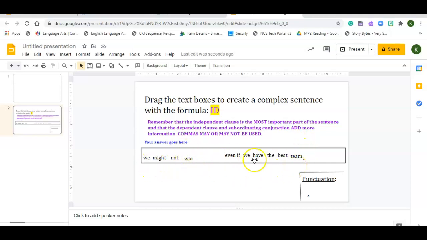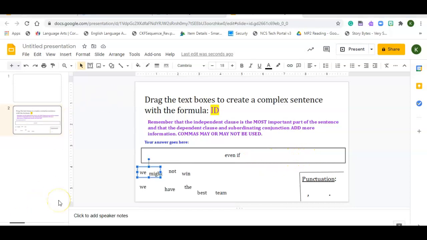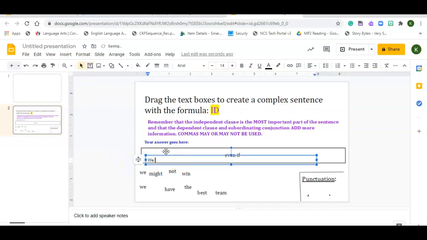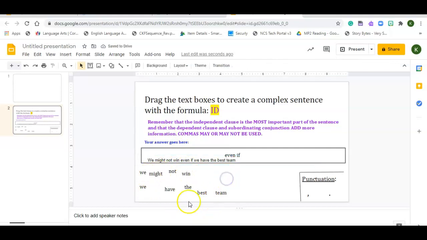Okay? You have another option of doing this, which is you could manipulate all of the words, and then you can just type in the box what you think the sentence is. What I mean is you can just go right into that text box and you can write what you think the answer is. So we might not win even if we have the best team. Okay, so once you get it into your order, into your words here at the bottom, you can certainly just type it into the box.